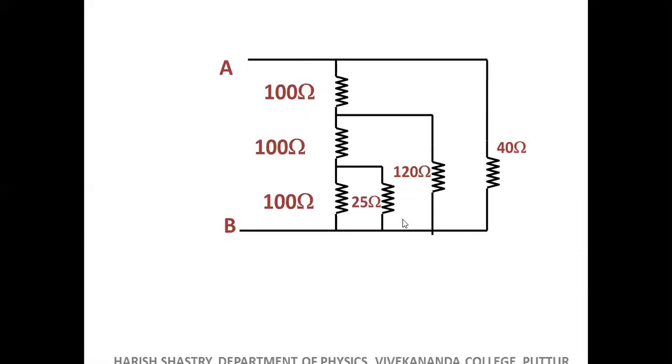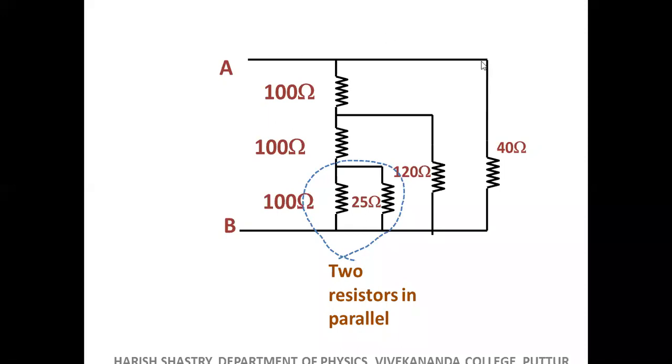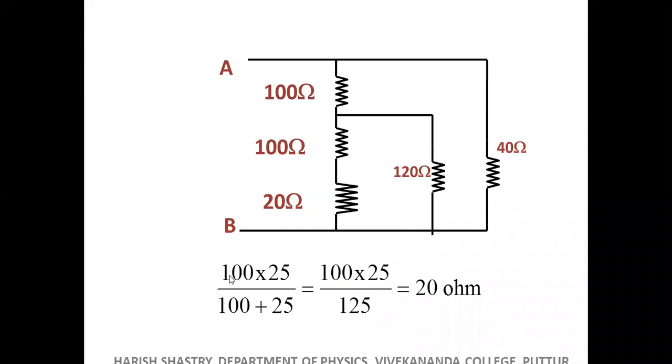100 parallel 25. What is 100 parallel 25? 100 into 25 divided by 100 plus 25. They are in parallel, so you can't solve it from anywhere else. It is like a chakravyuha, from where you have to enter so that you can come out. It should not be like Abhimanyu. You should be able to come out also. You should win the war now. So 100 into 25 divided by 100 plus 25, is 100 into 25 by 125, which is 20 ohm.